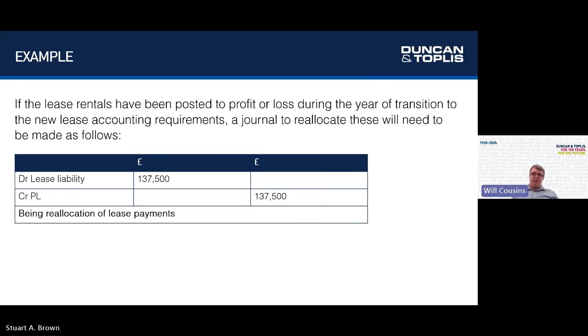In this case, when we started the year, force of habit, we may have recognised our lease payments in the profit and loss, as we would have done previously. If this is the case, we would need to take this out, add it to our lease liability, and credit the profit and loss for this. And this just shows a visualisation of what that adjustment would look like.